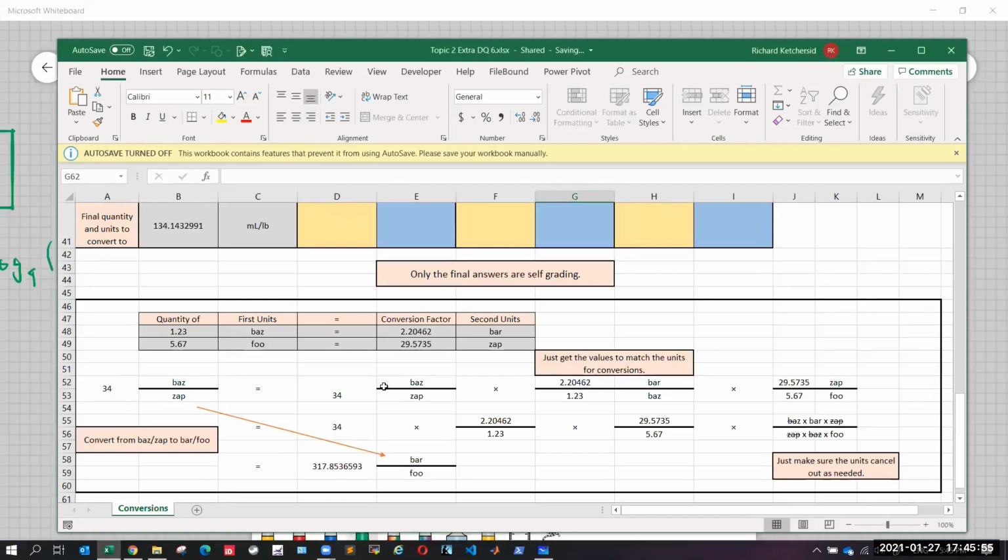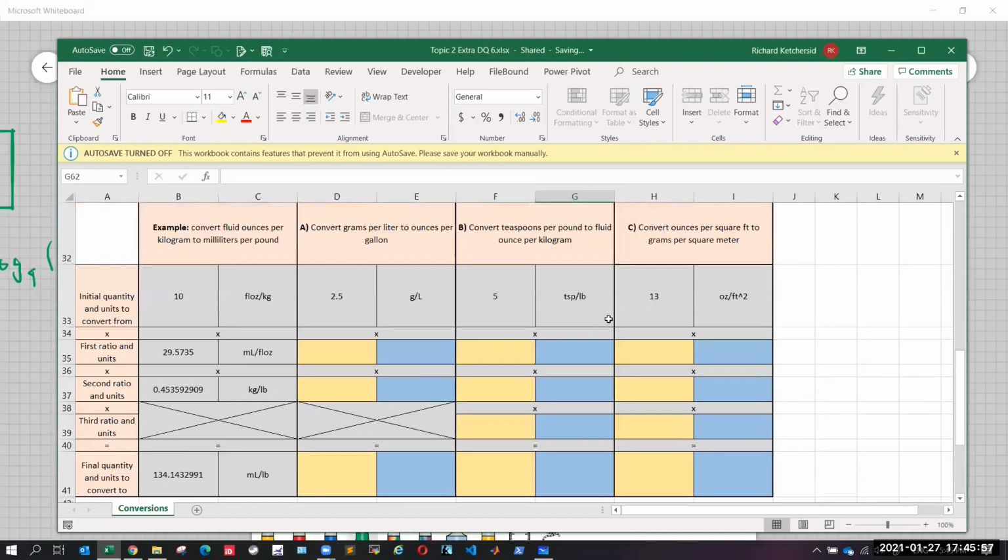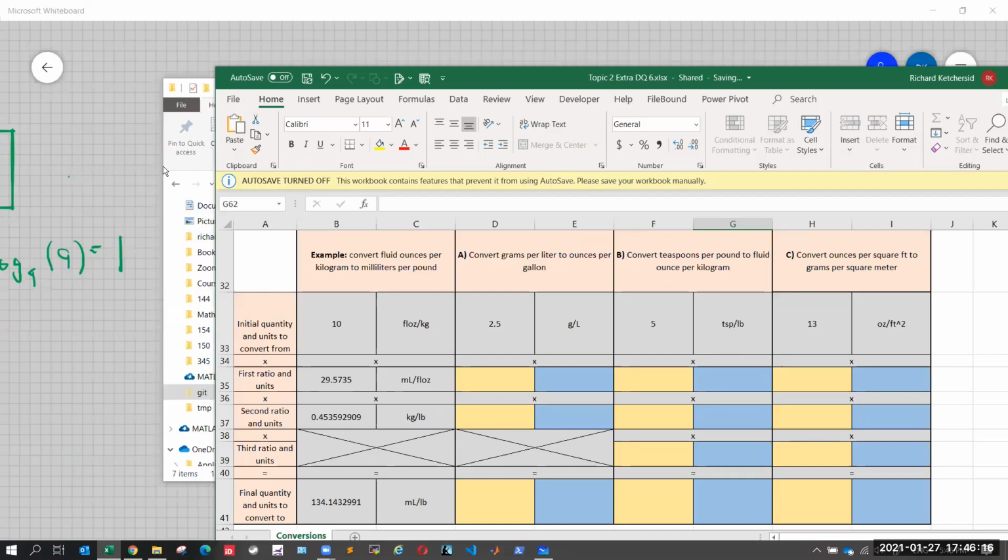So let's just take one of these that's probably a little more crazy, like teaspoons per pound to fluid ounces per kilogram, right? So let's try one of those. And then we'll do this one too, because these two both have their own sort of weirdness. I think this was set up to be very much like the ones in the exam.